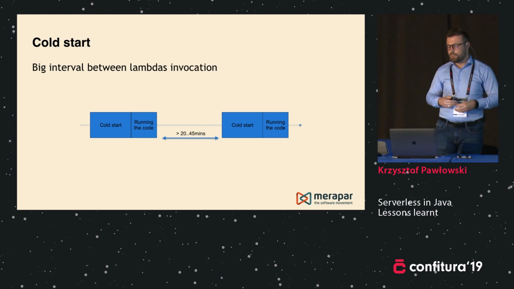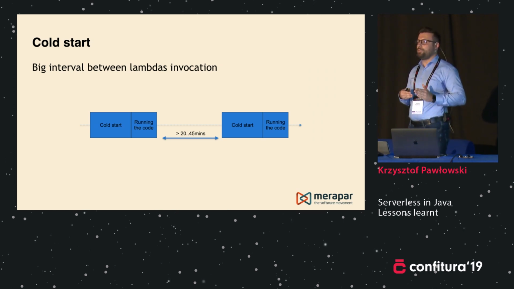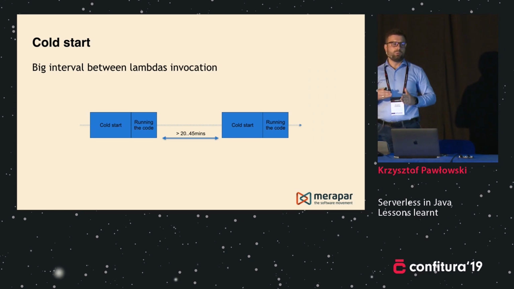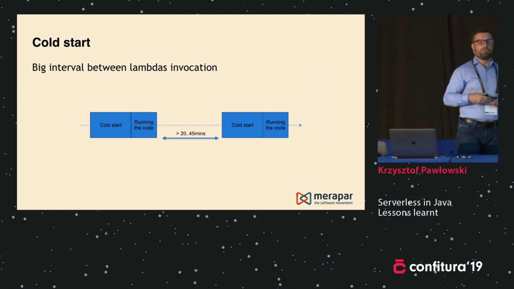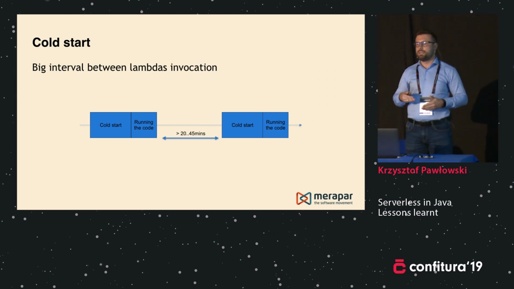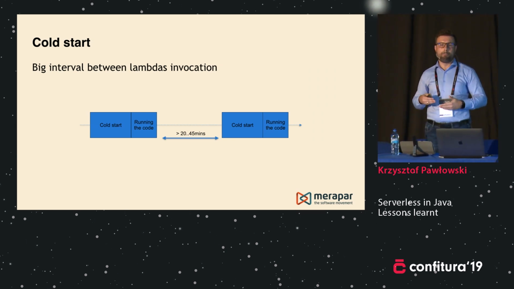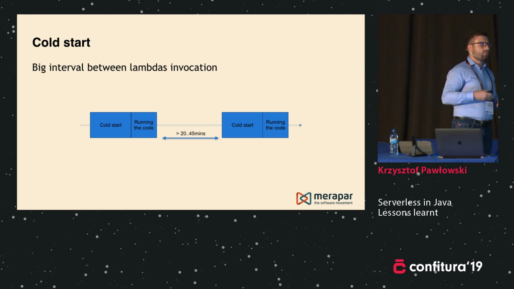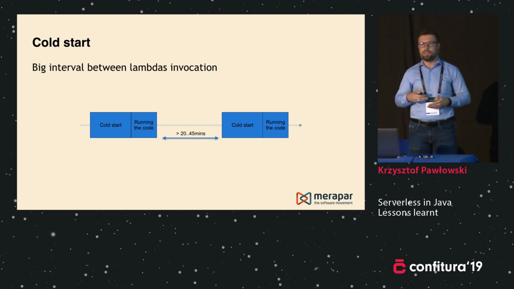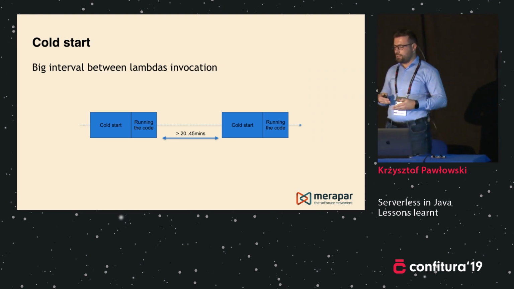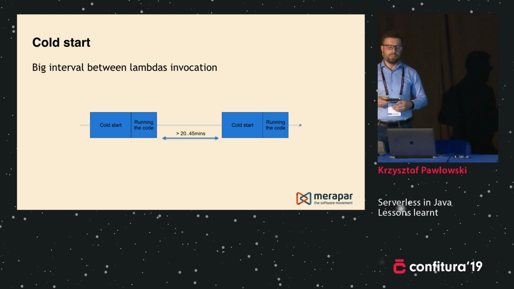Of course it can. If the interval between triggering your Lambda functions is higher than 20 to 45 minutes, then AWS would kill your execution environment. So with the next execution of your Lambda function, the execution environment needs to be started again. AWS doesn't reveal the exact value after which the execution environment is killed, but from empirical experience, we can see that it's between 20 and 45 minutes.